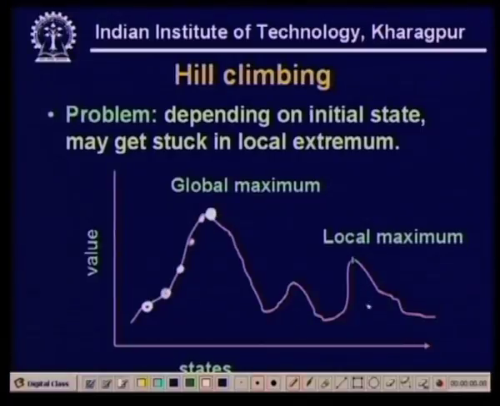But suppose you start from here. If you move to the best neighbor and then its best neighbor, then here you will get to this position where all its neighbors are worse, but nevertheless it is not the optimum solution to this problem. So if we use hill climbing, because it is a local search method, we can get stuck at a local extremum instead of always landing at the global optimum.